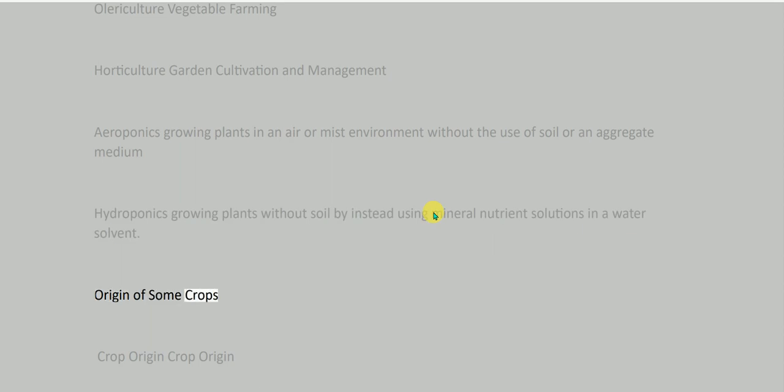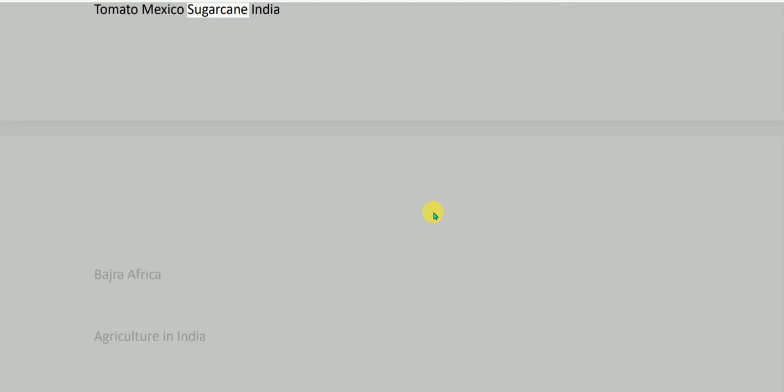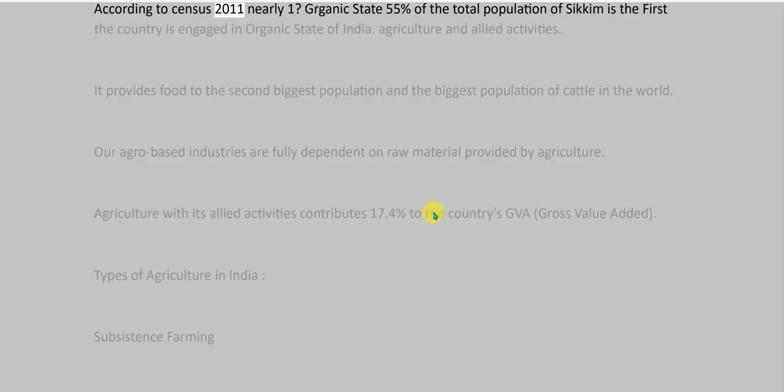Origin of some crops. Paddy: India and Indonesia. Barley: China. Maize: Mid America. Tur: Africa. Wheat: Mid Asia. Soya bean: China. Tobacco: South America. Mung: India. Rubber: South America, Brazil. Ragi, jowar: India. Black gram, urad: India. Tea: China. Lentil, masoor: China. Coffee: Ethiopia. Guava: America. Potato: Peru. Tomato: Mexico. Sugarcane: India. Bajra: Africa.